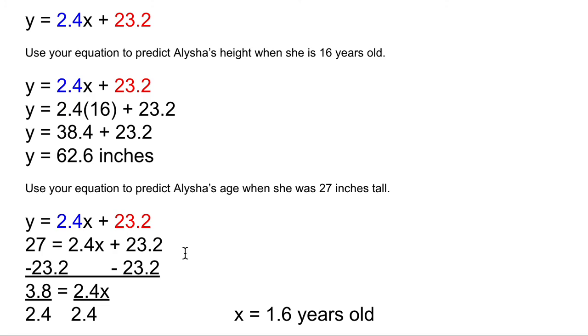So to solve the two-step equation, I'm going to subtract 23.2 from both sides, leaving me with 3.8 equals 2.4x. Then I will divide by 2.4 on both sides, and I will find that when Alicia was 27 inches tall, she was only 1.6 years old.